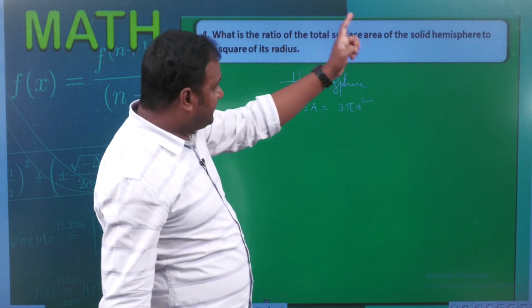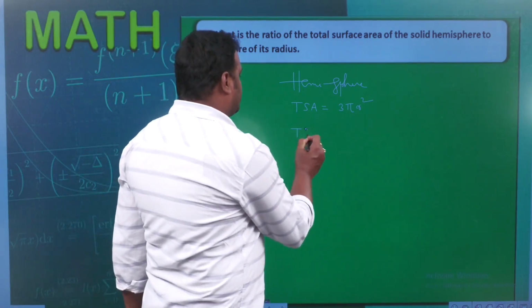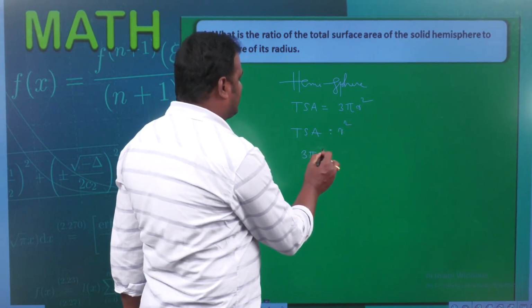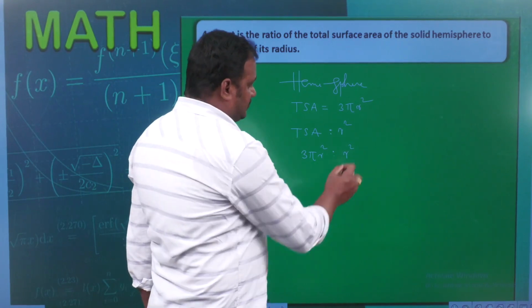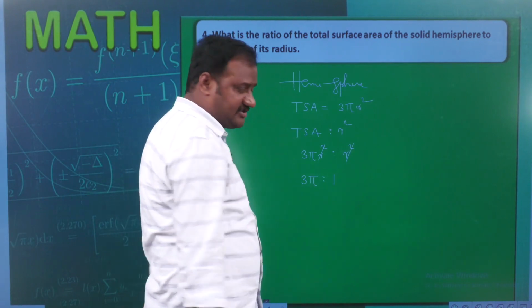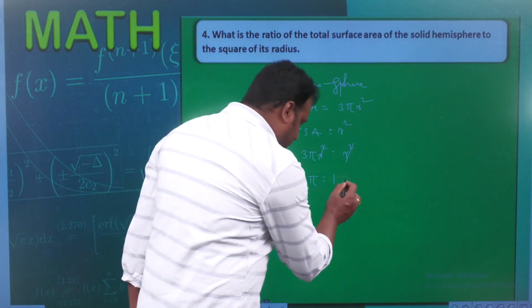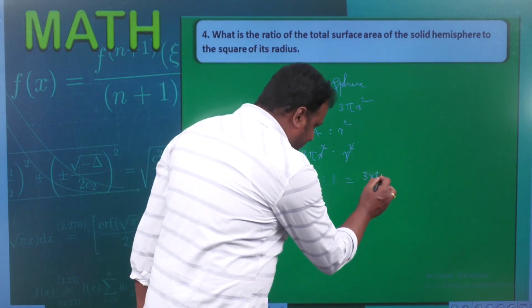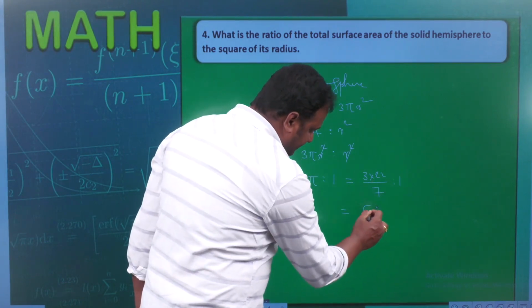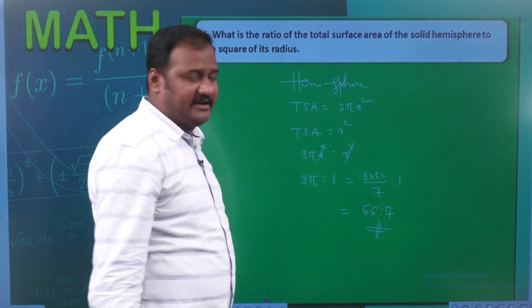Ratio between the total surface area to the square of its radius means r square. So total surface area is to r square, that is 3 pi r square is to r square. So r square cancels. 3 pi is to 1 is the ratio between total surface area to the square of its radius. And if you want a simpler form, 3 into 22 divided by 7 is to 1. So totally 22 3s are 66 is to 7. This is the ratio in numerals.